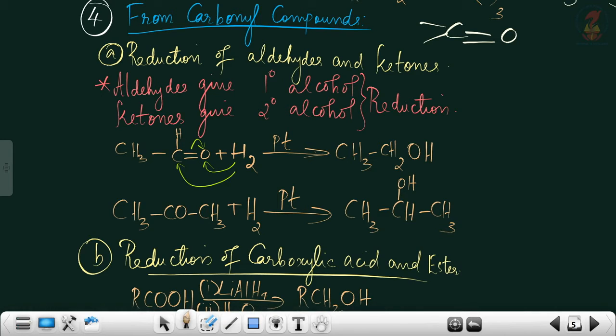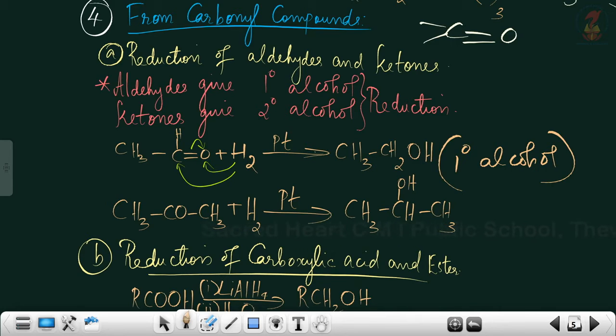And you can see since oxygen is more electronegative, the bond will shift to oxygen. It gets a partial negative charge. Carbon gets a partial positive charge. One hydrogen atom will add to oxygen and the other will add to carbon. So you get the product as CH3CH2OH, which is a primary alcohol. So aldehydes on reduction give primary alcohol.